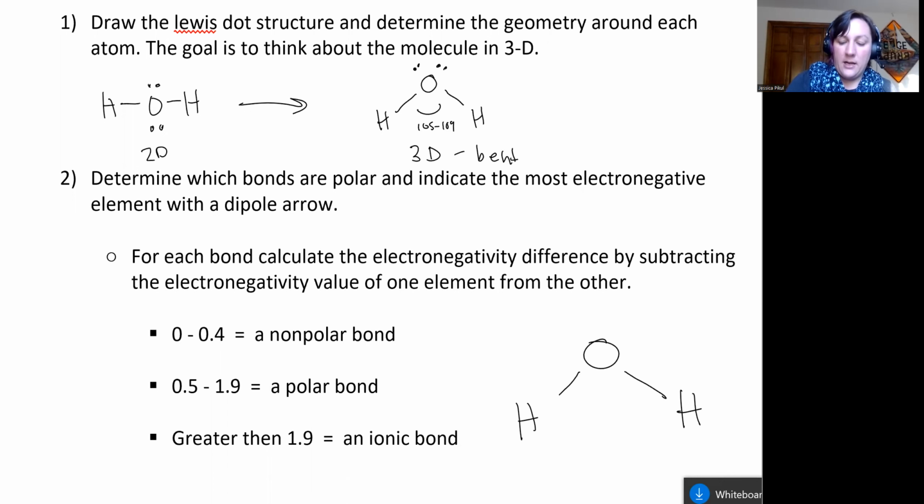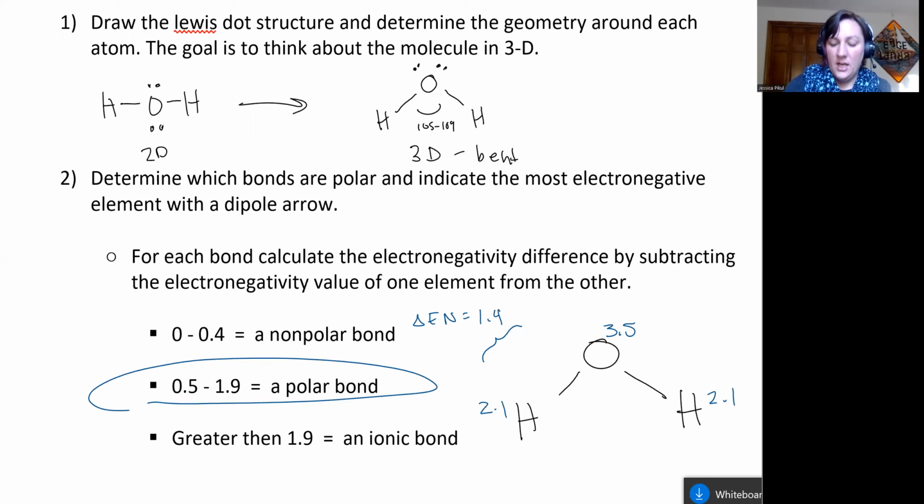We would probably track our electronegativities, and that would help us understand that each of these bonds has an electronegativity difference of 1.4, which puts us in the polar bond region. And so each of these bonds are polar.